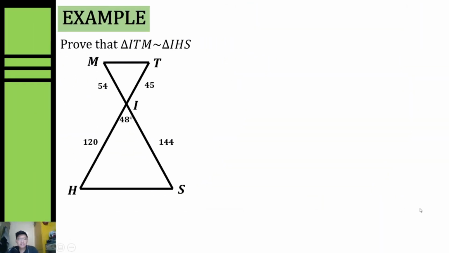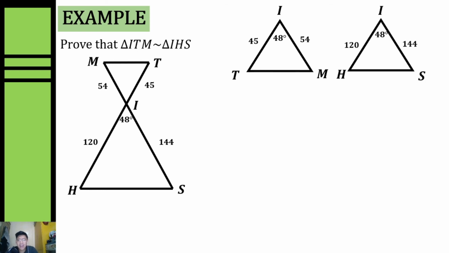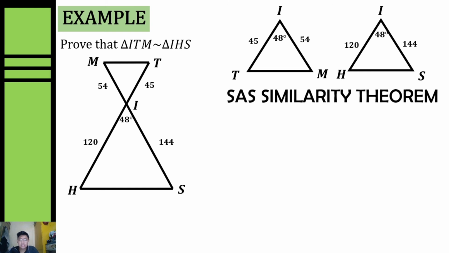Alright, let's have another example. Prove that triangle ITM is similar to triangle IHS. In this figure, we have two triangles. We have ITM with a given dimension and IHS. For angle MIT, using the vertical angle theorem, it will have the same measurement as angle SIH. Looking at our given, we're given two sides and one included angle, so we're going to apply the side angle side similarity theorem.